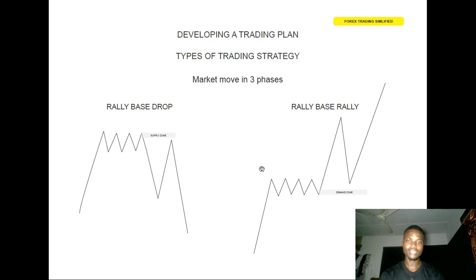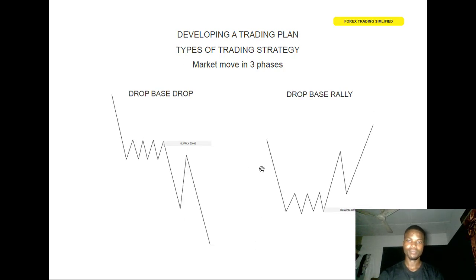Now let me go to the next. All right, now we can see another type. This one is drop base drop and drop base rally. You don't need to cram that in your head. What you just have to understand is that there are more sellers in the market right here. The sellers are selling the stock down, and at a point in time they were unable to continue the movement to the downside.